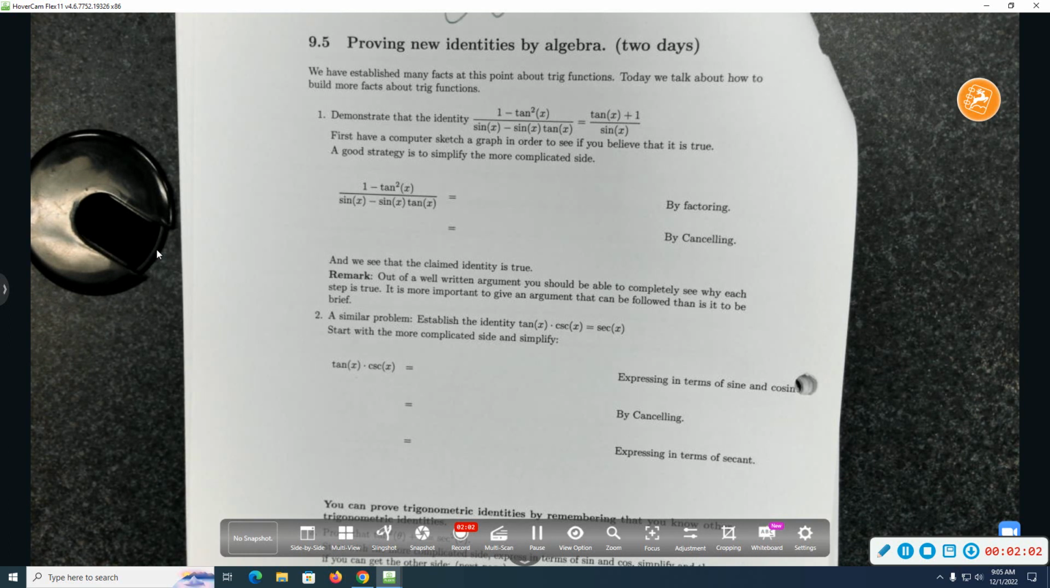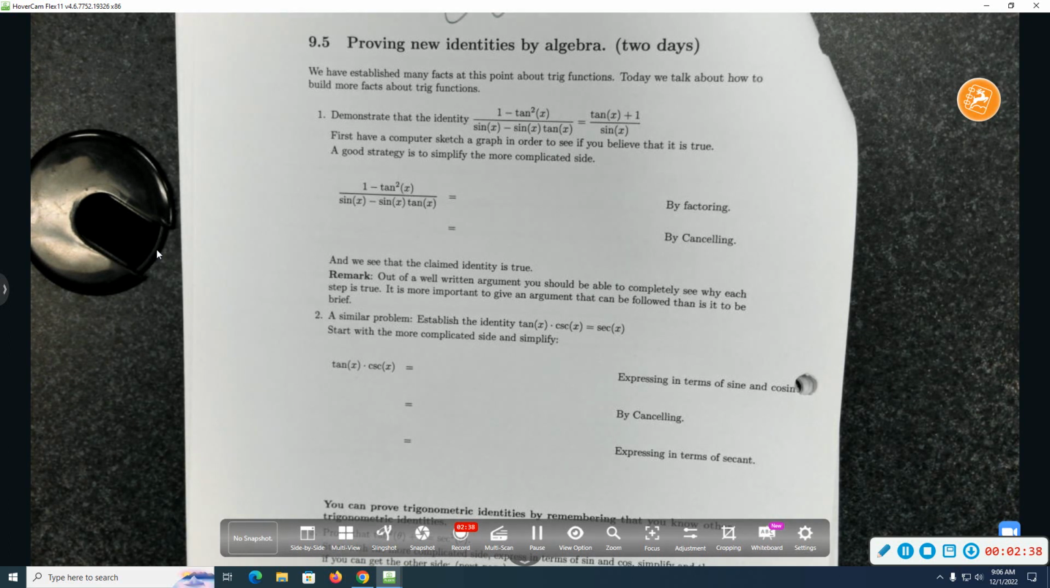And there's a description of some steps that might be useful. I guess factoring is something that apparently seems reasonable. Is there factoring you could do to that more complicated side? At the very least, look at the denominator. Does everything in the denominator have a common factor? Sine x. Let's try to factor that out.